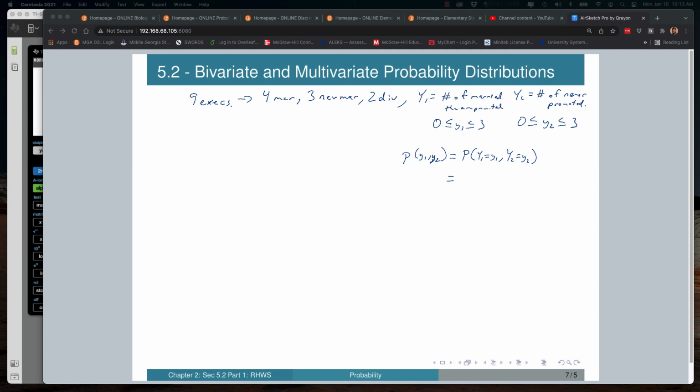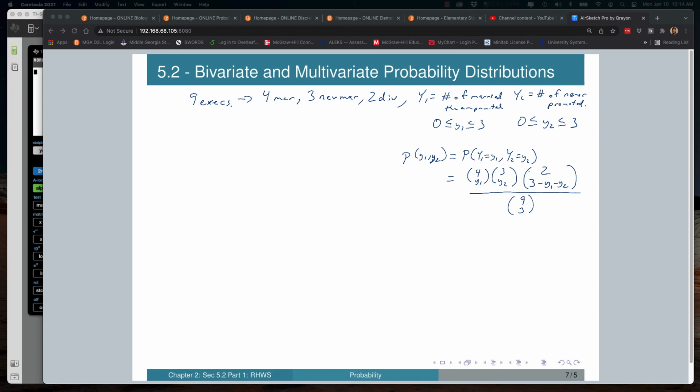And this is going to equal the following. 4 choose y1 times 3 of the never married people choose y2 of them. And then out of the divorced people, we've got a total of 3. This was part of my hint. There was a total of 3 people we're choosing, minus whatever we chose for y1, minus whatever we chose for y2, and all of that has to be divided by 9 choose 3. That is the formula that would get us our individual probabilities.